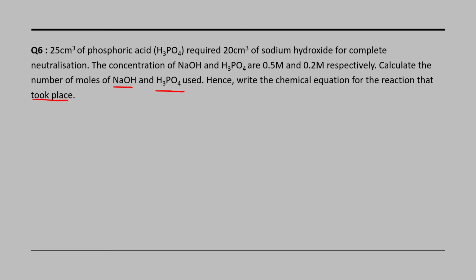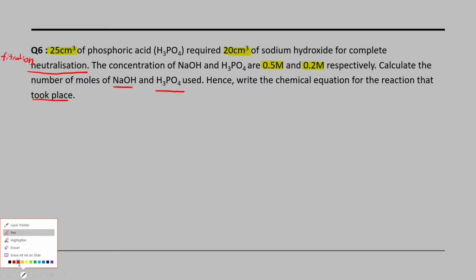If you read this question, it is neutralization, which is titration. Okay, first thing, as usual, highlight all of the important information given. So we have 25 milliliter of phosphoric acid and 20 milliliter of sodium hydroxide, and also their concentrations are given respectively. So like usual, to find the moles, let's find the moles first.